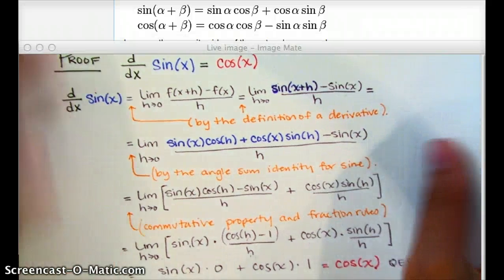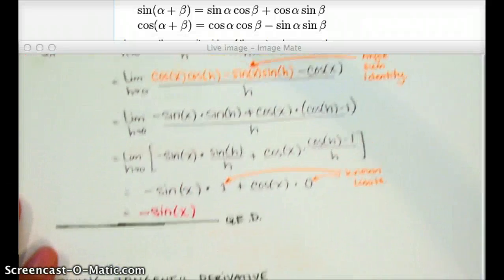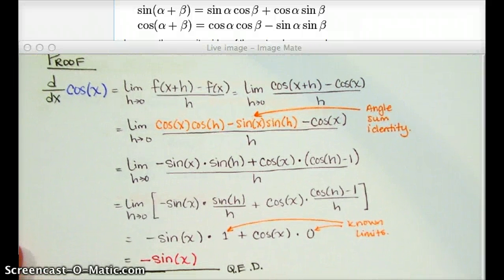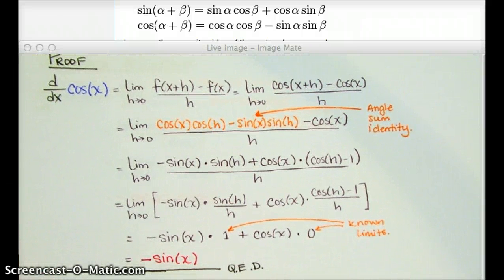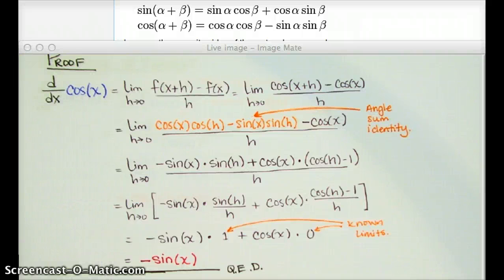Great. So here's what my proof looks like for cosine. And you can pause for a minute if you need to double check anything, maybe your negative symbols or something. I used that same cosine of h minus 1 over h assumption here, and I'm calling it a known limit, just like the other one.